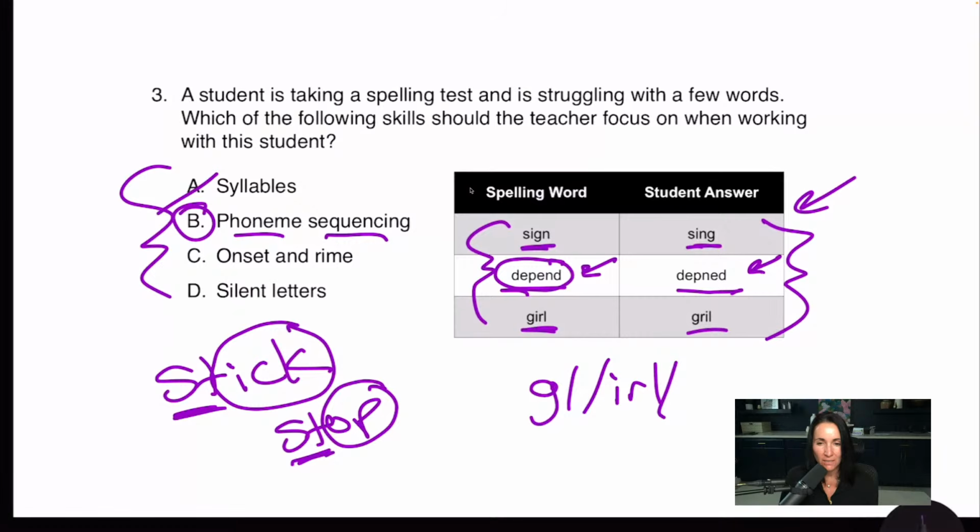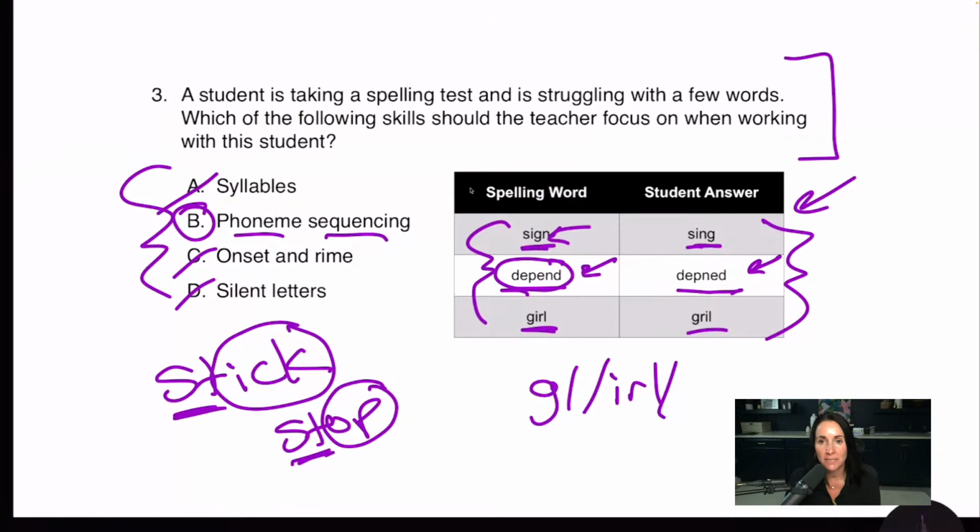These words don't really lend themselves to great. Girl does, and sign kind of does, but the way sign is spelled wouldn't be a great one to do with that. So I can cross that out. And silent letters, yeah, sign has a silent letter in it, but the rest of them don't. So that one doesn't work. I'm going to go with phoneme sequencing. Let's read the question to make sure.